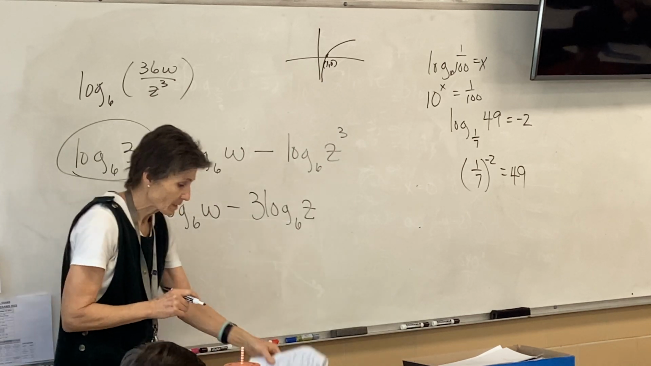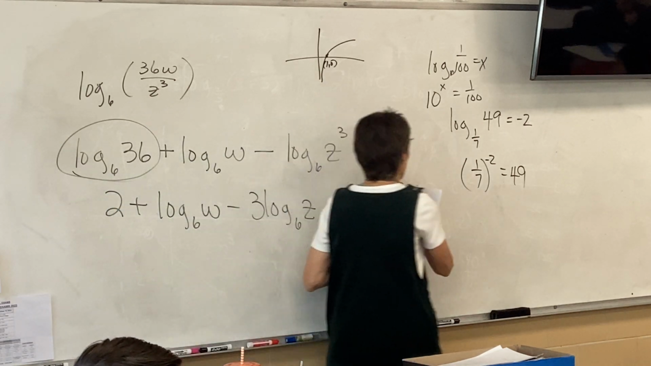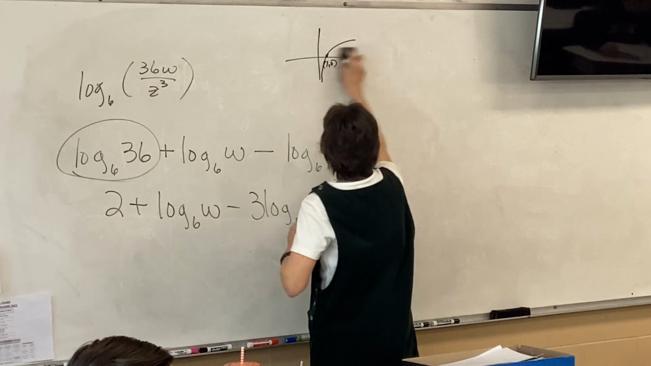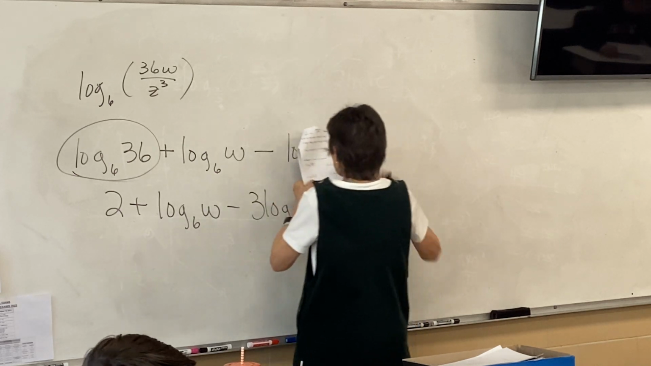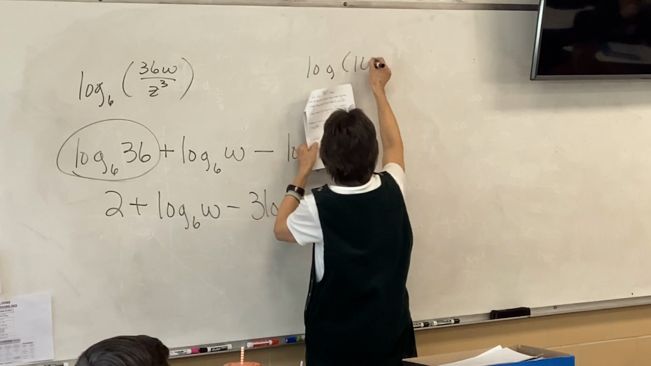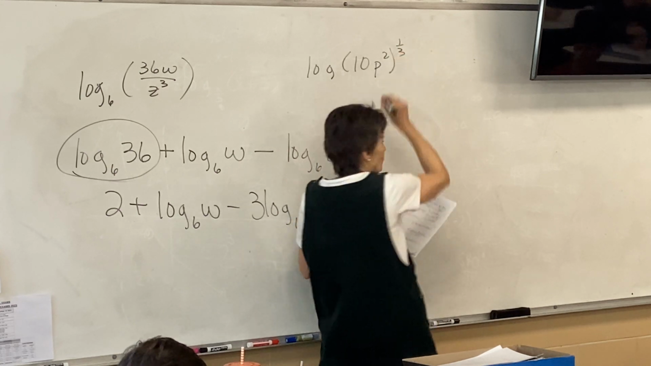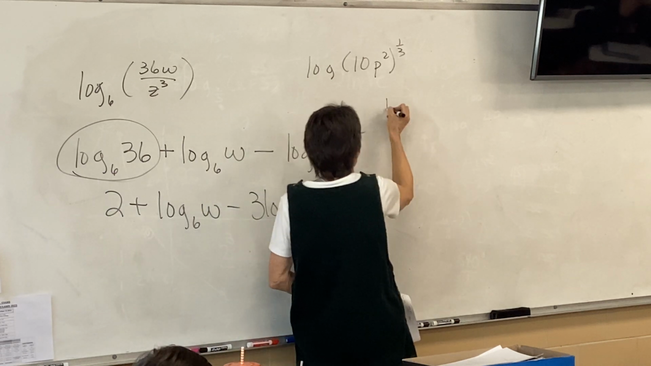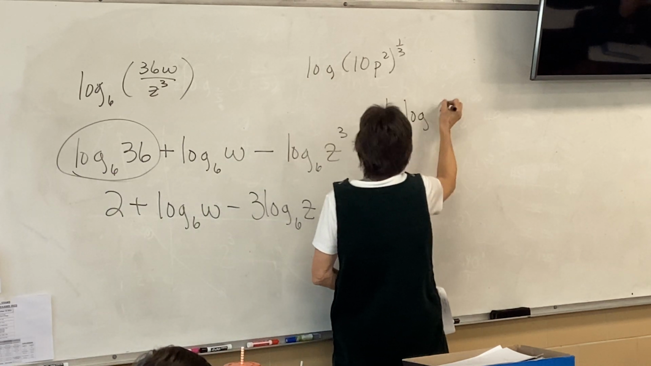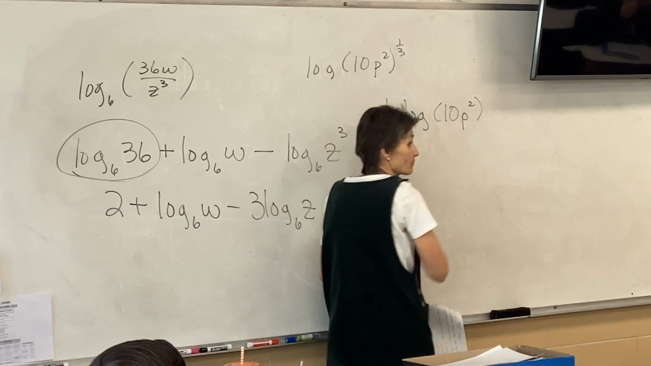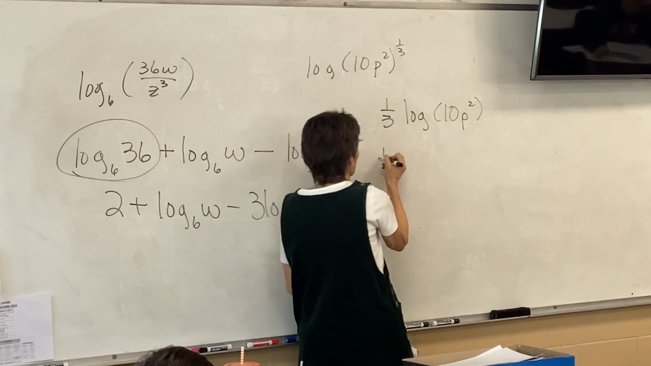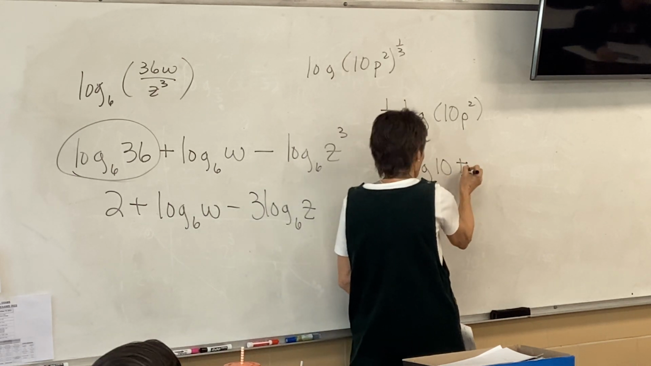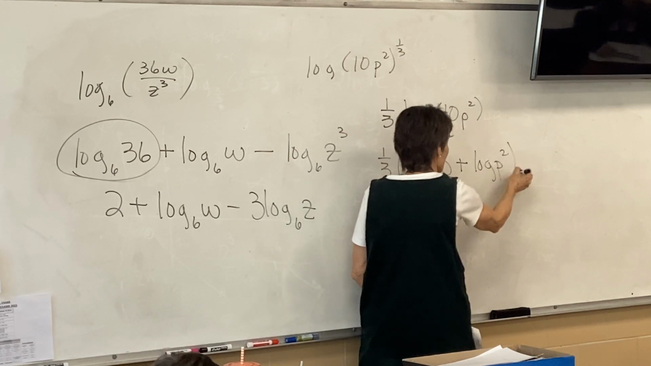Same thing, B. B is the same thing. The whole thing is being cube rooted. So what power is a cube root? So we have 10p squared to the 1/3. So I'm going to pull that 1/3 out in front. So I have 1/3 the log of 10p squared. So that's 1/3, okay, the log of 10 plus the log of p squared. You still with me?